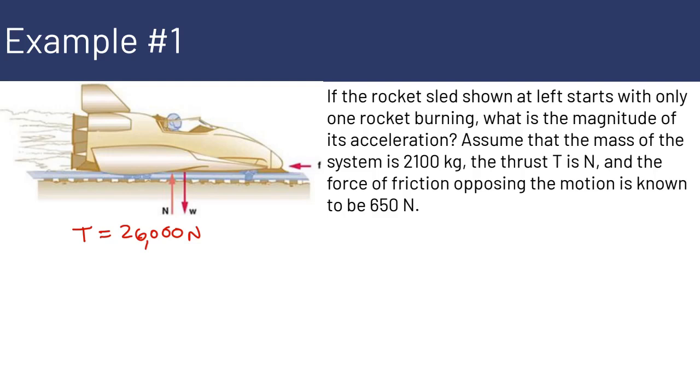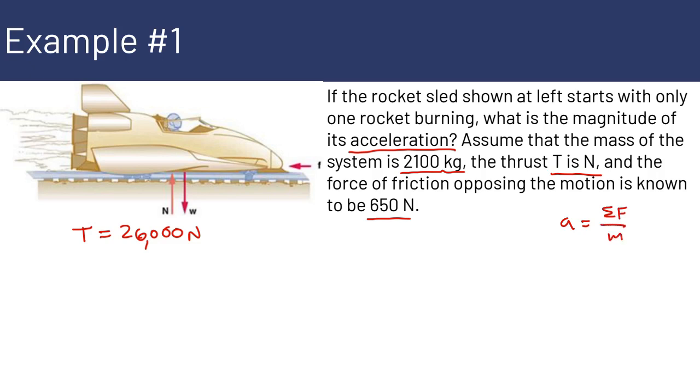Okay, let's look at example number 1. If the rocket sled shown at left starts with only one rocket burning, what is the magnitude of its acceleration? Assume that the mass of the system is 2,100 kilograms. The thrust is in newtons, which was figured out in an earlier example to be 26,000 newtons. This is not an example that we worked, it was in the book. And the force of friction opposing the motion is known to be 650 newtons. Okay, so we want to know the acceleration. So the equation for acceleration is equal to the sum of forces divided by the mass.